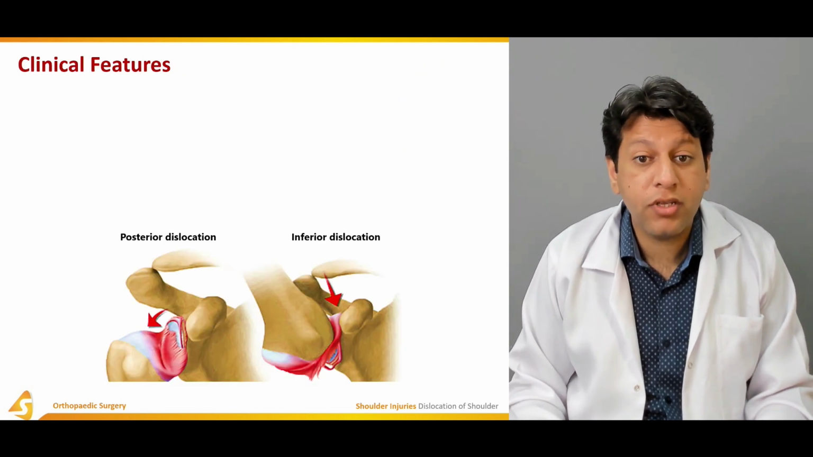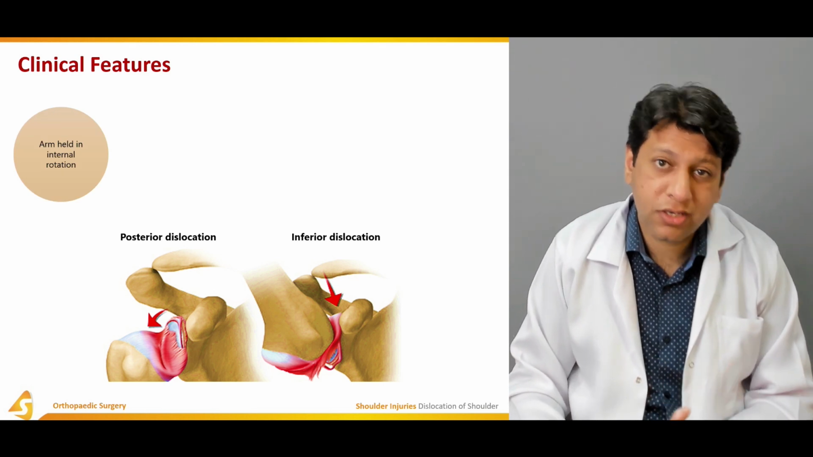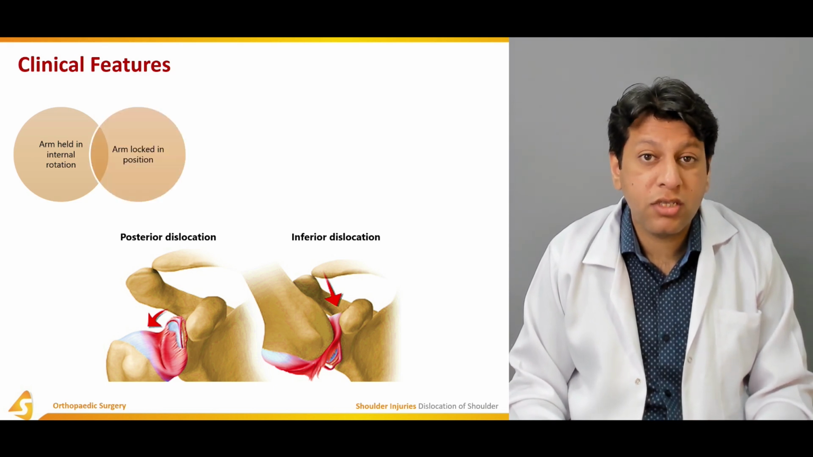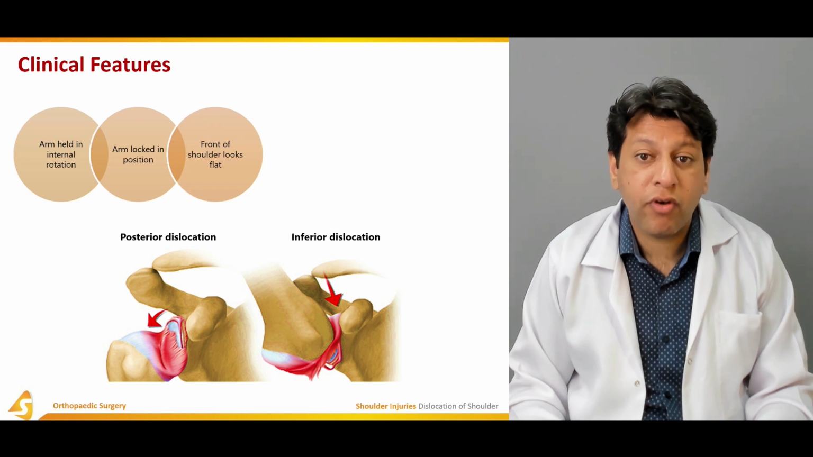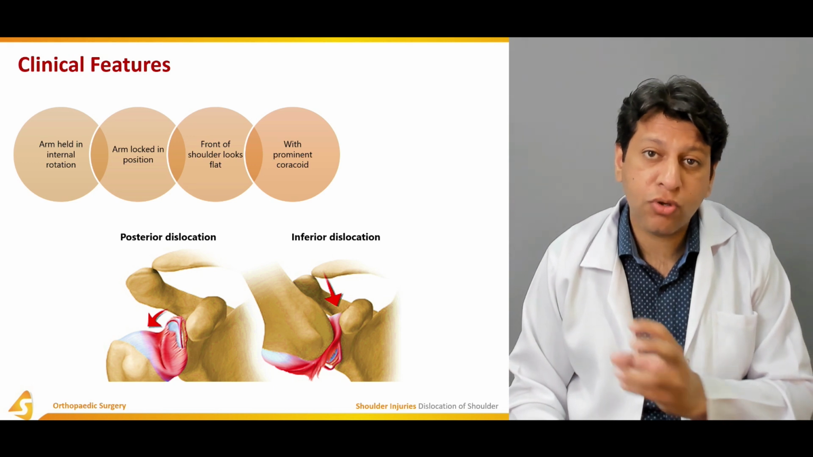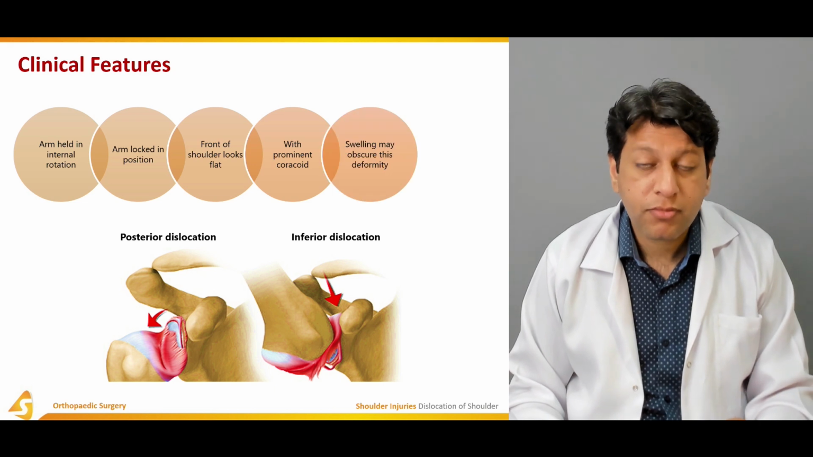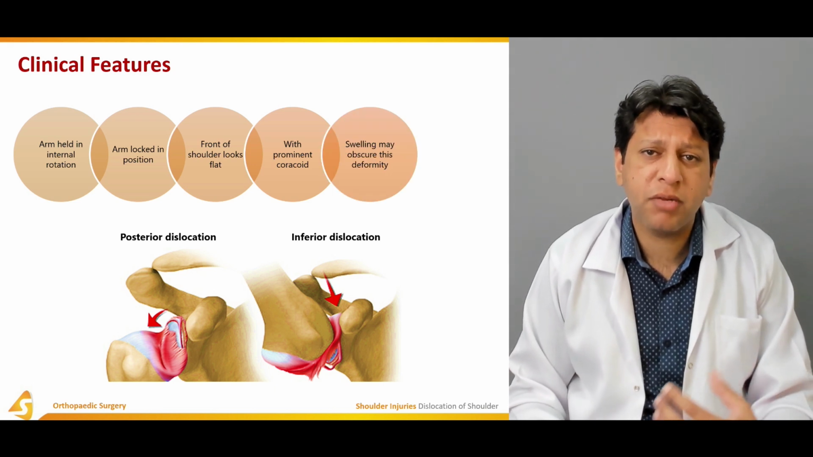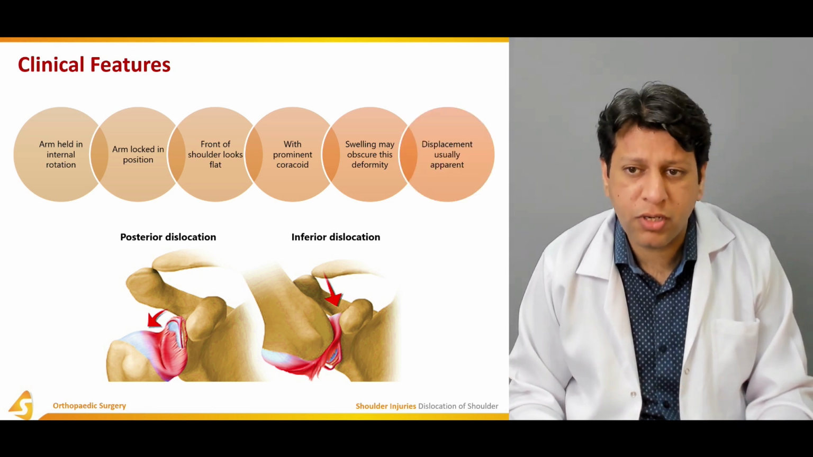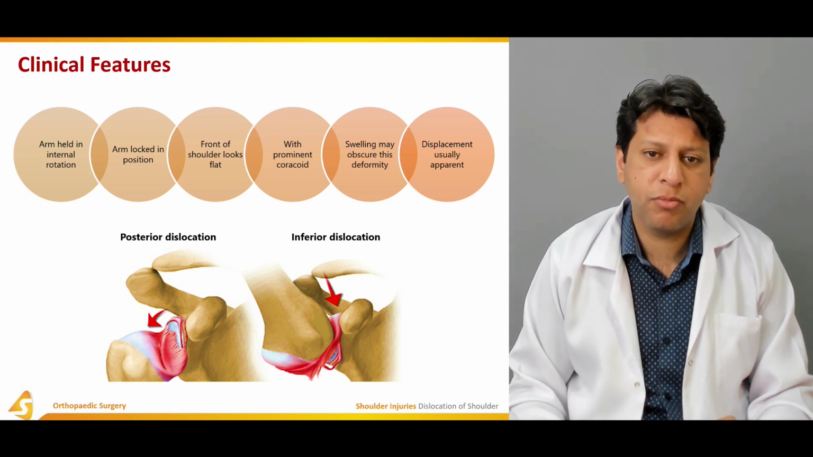Now coming to the clinical features of posterior dislocation: the arm is held in internal rotation and the patient cannot externally rotate it. Once the patient tries to externally rotate it, it is completely painful. The arm is locked in the internal rotation and adduction position. The front of the shoulder looks quite flat, and as the head of the humerus has gone back behind the glenoid cavity, the coracoid becomes very prominent. Sometimes, although rare, the swelling may be so massive that the coracoid prominence may be obscured. The displacement is usually apparent and we can appreciate that the head has gone back.